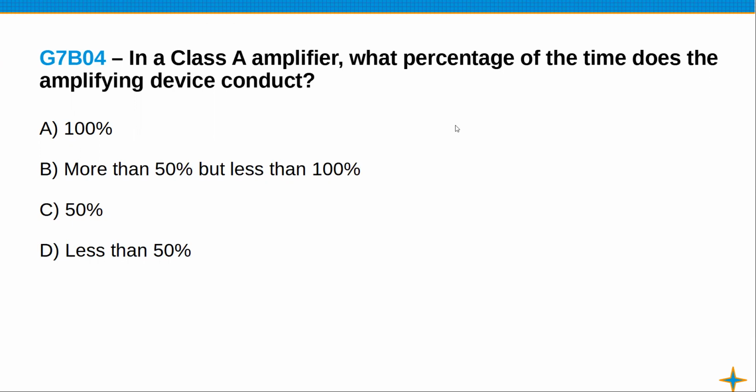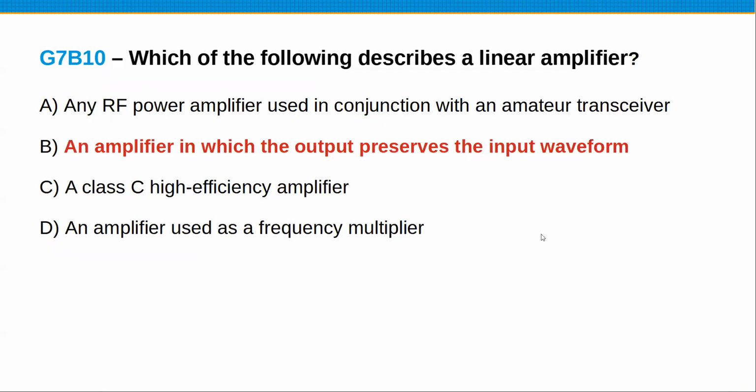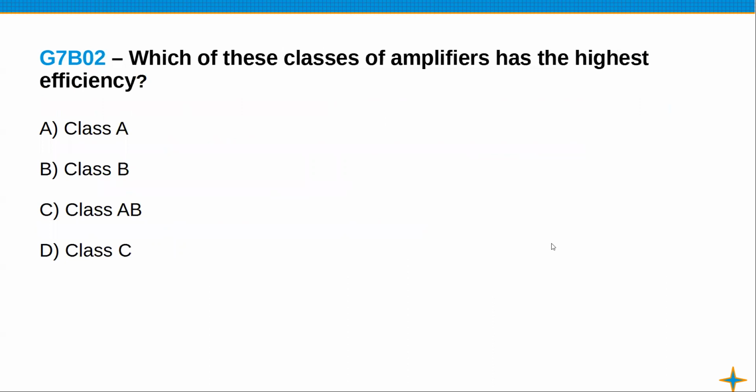Okay, in a Class A amplifier, what percentage of time does the amplifying device conduct for Class A? Which of the following describes a linear amplifier? Output preserves the input. Which of these classes of amplifiers has the highest efficiency? Yeah. Class D is higher, but it wasn't on the list.